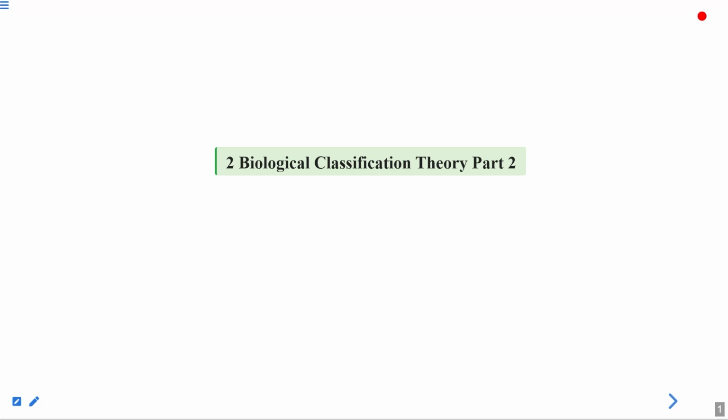And today we'll be discussing the theory related to the chapter biological classification. So this is the part 2 of the lecture. So again here we will discuss the theory related to this chapter focusing on the NEET exam. So again I will tell you from which topics, from which concepts the questions can come.